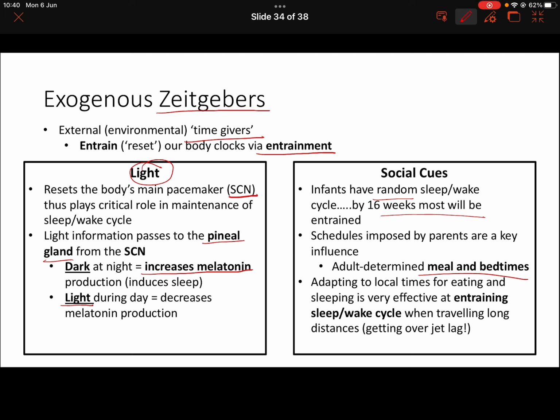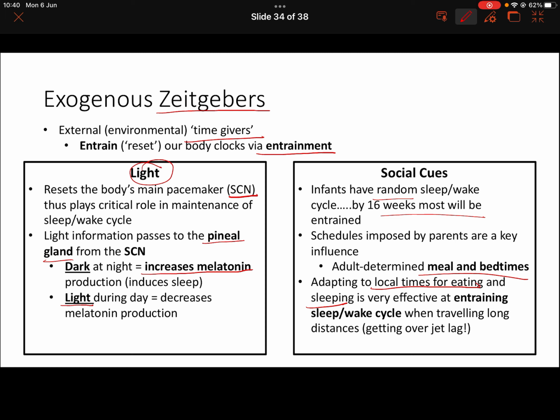Research on jet lag suggests that adapting to the local times for eating and sleeping, rather than responding to your own feelings of fatigue and hunger, is an effective way of entraining circadian rhythms and beating jet lag when travelling long distances. So there you go, there's a tip for you. Ignore your own cues for hunger and sleep and follow the social cues instead to help entrain your new circadian rhythm.